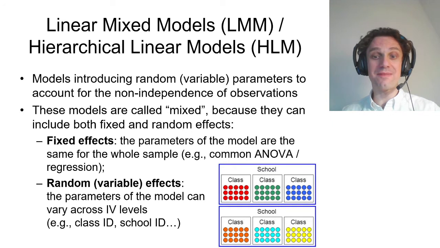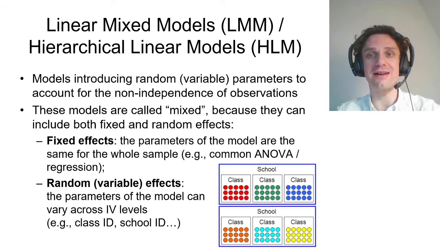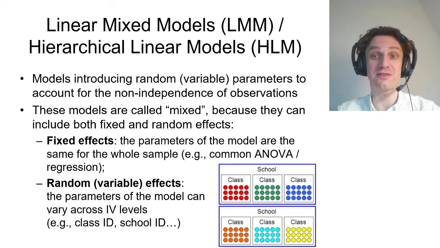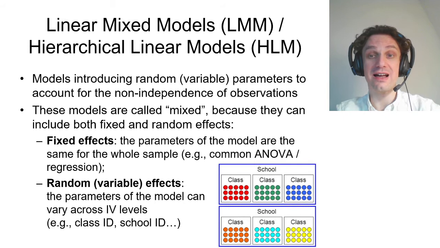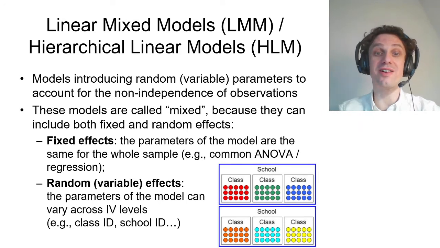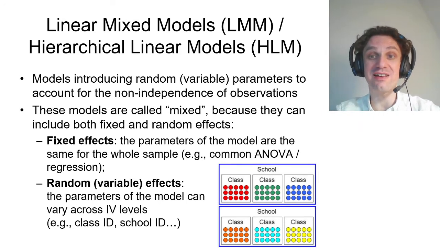And these models are called either linear mixed models, mainly in cognitive sciences, or hierarchical linear models or multi-level modeling in the context of educational and social research. But in principle, it's the same family of models with very minor differences. These models introduce random parameters to account for some differences between our observations. What are these random or variable effects?